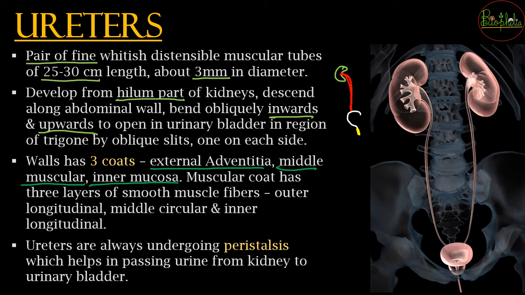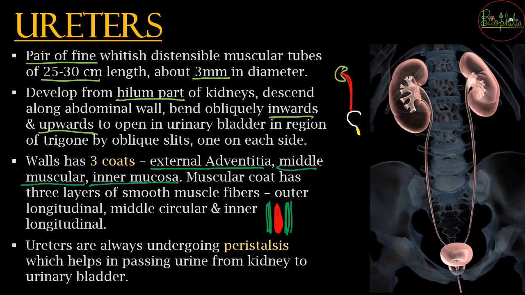First will be the outer longitudinal layer, which runs along the length. Then there is going to be a circular layer, which runs in circles, and then again there is going to be an inner longitudinal layer. These are different kinds of muscles which constitute the wall in three layers, of which one layer is the muscular coat.